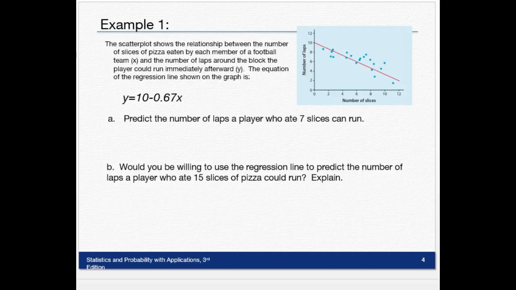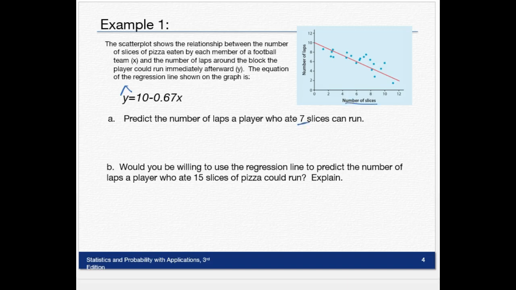A scatterplot shows a relationship between the number of slices of pizza eaten by each member of the football team and the number of laps around the block the player could run immediately afterward. The equation of the regression line shown on the graph is, remember this needs a hat on it, y hat equals 10 minus 0.67x. And this was in our previous video, same example. But here's a new question. It says, predict the number of laps a player who ate 7 slices can run.